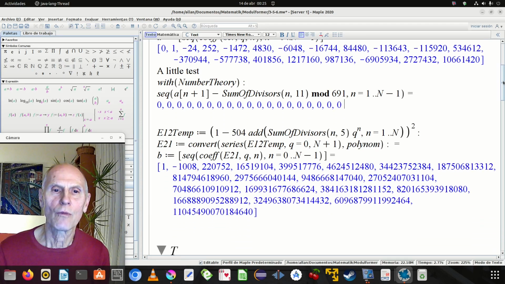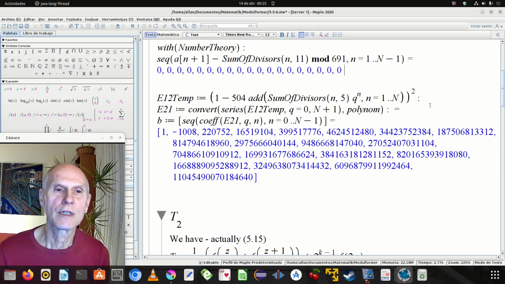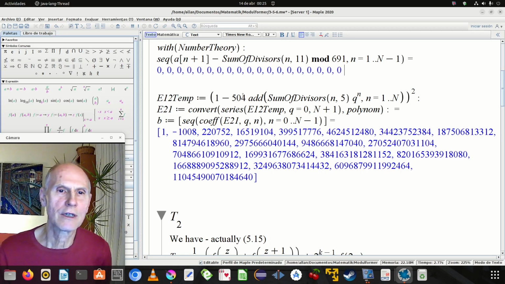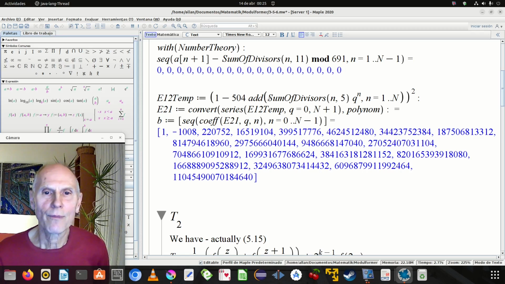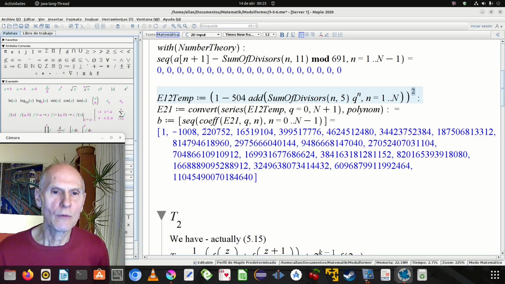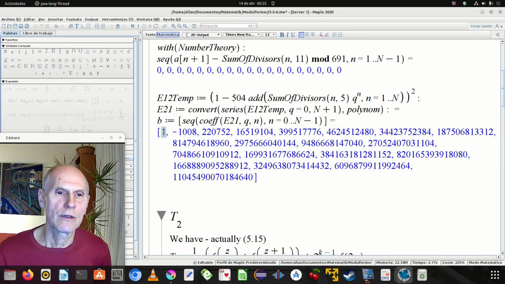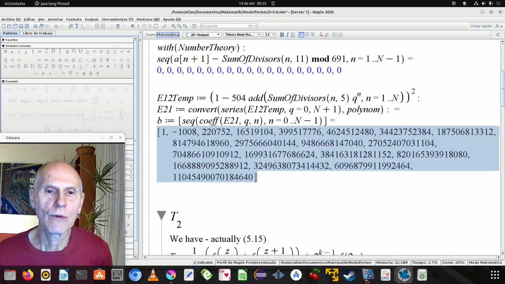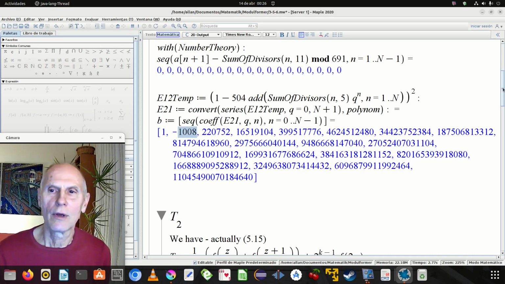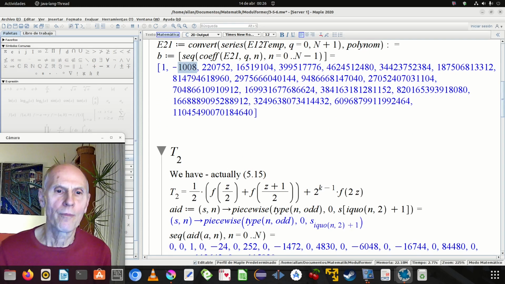Next, we should find the series of, I actually thought Eisenstein series here, but that's not what it is. It's the square of E6. And then we take out the coefficients again. The reason I used this was because we have integer coefficients.